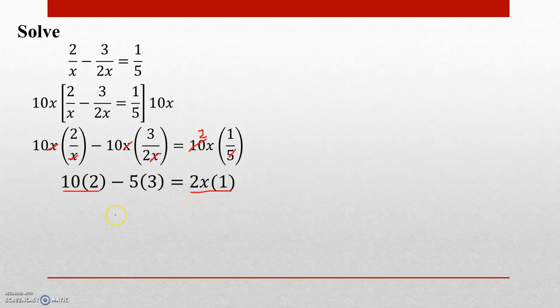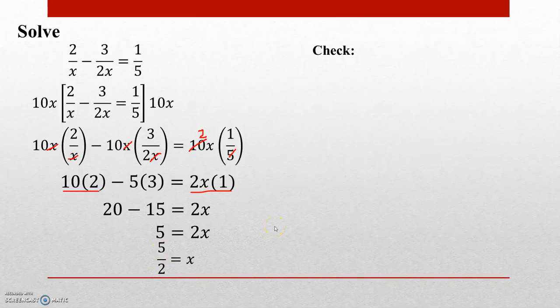So, let's simplify that. We have 10 times 2 is 20. Negative 5 times 3, negative 15 equals 2x. So, 20 minus 15 is 5 equals 2x. So, divide both sides by 2. We have x equals 5/2. So, let's check kung tama.